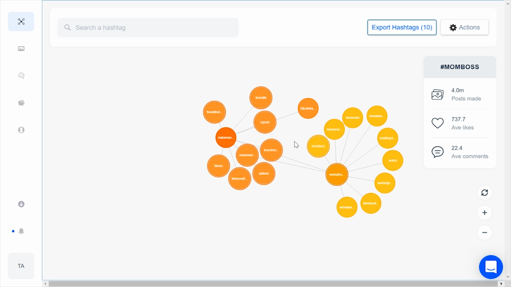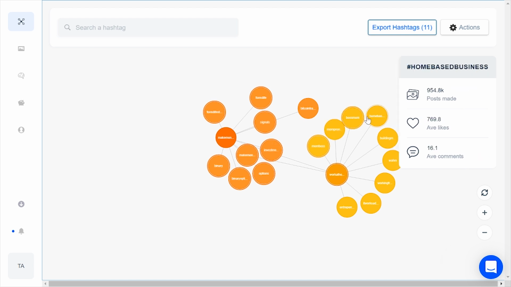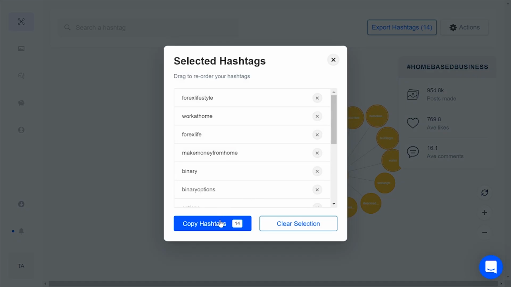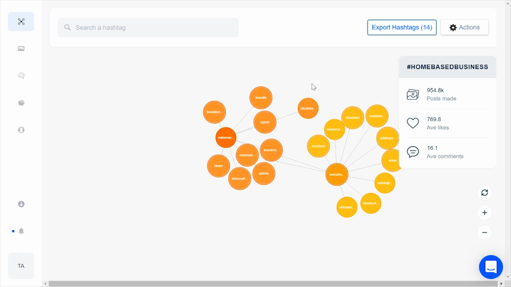You guys need this, and if you decide that you want to use these hashtags, you just click on them. They've got a circle around them. You click export hashtags and you can copy them and then send them to yourself in Google Keep or whatever. So those are the top 3 tools that you need for a business.